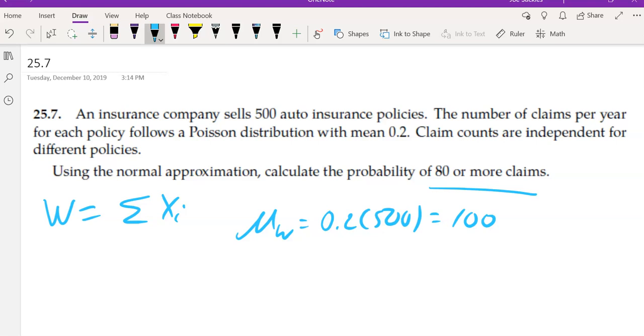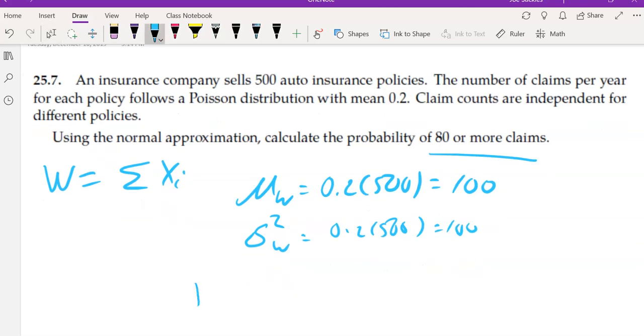Now in this case, we have a Poisson distribution. What letter do we usually call the mean? Lambda, but lambda is also the same as what? The variance, right? They're equal for a Poisson distribution. So if the mean is 0.2, the variance of each is 0.2, and there's 500 of them. So the variance of W will also be the same exact computation.